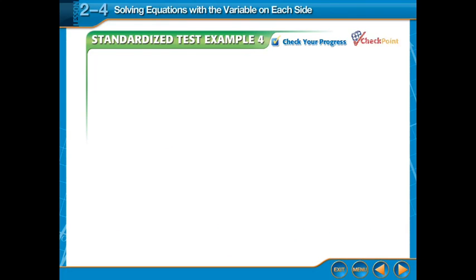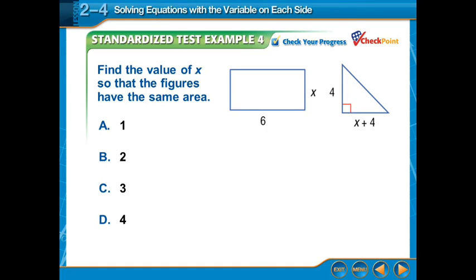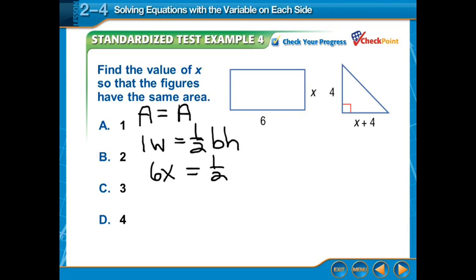Alright, let's try one more. Find the value of h so that the figures have the same area. Again, I'm trying to find area equals area. I know to find the area of a rectangle, that's length times width. I know to find the area of a triangle, it's 1/2 the base times the height. And so I'll let 6x represent length times width, 1/2. My base is x plus 4. My height of that triangle is 4. And then I will simply multiply.